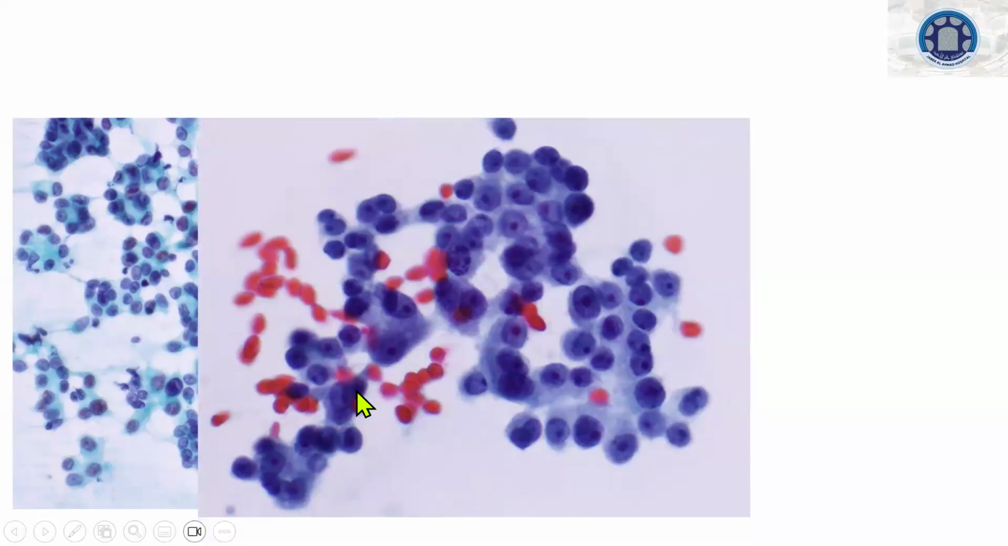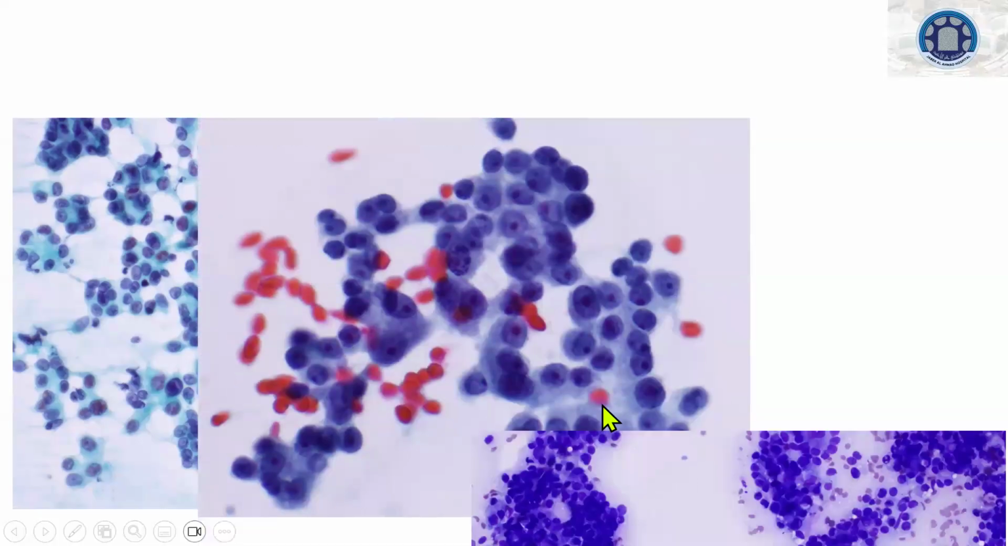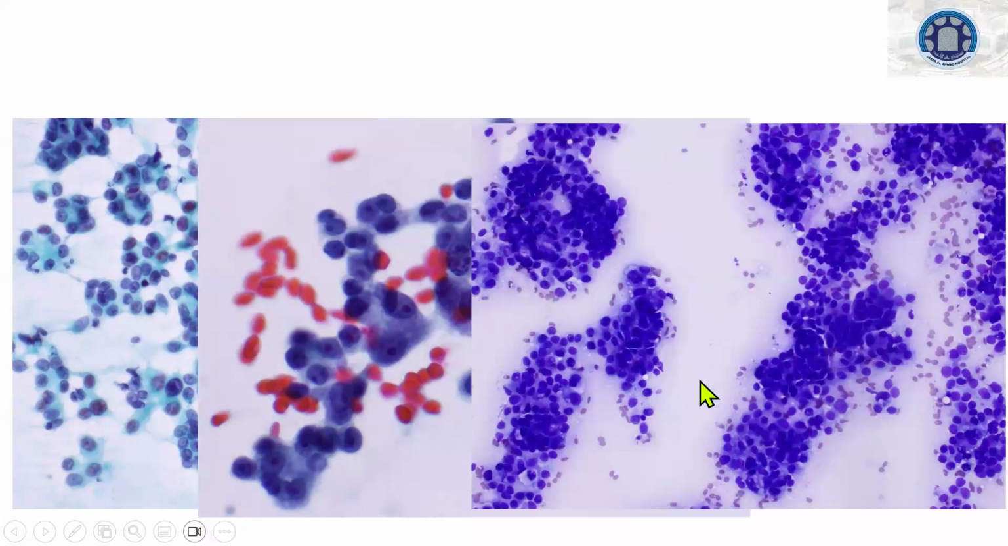The problem is that in all of these, the cells look kind of monotonous. So I am going to show you one of these three. It is either acinar, neuroendocrine, or solid pseudopapillary neoplasm. Let's see if you can diagnose. So this is a solid mass in the pancreas, and this is the cytology. This is another cytology, and this is another cytology. Can you diagnose this? Is it acinar, is it neuroendocrine, or is it a solid pseudopapillary neoplasm?